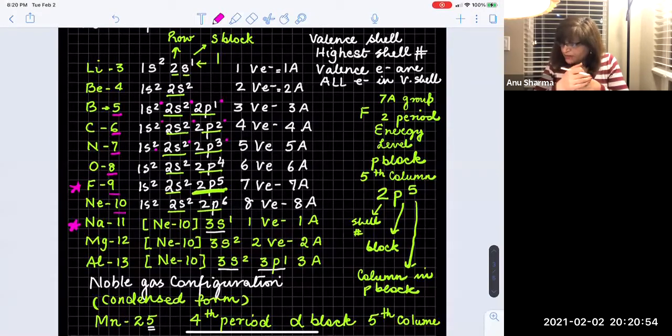Similarly, like sodium, magnesium, and aluminum: sodium, 3s1, 1 valence electron. Magnesium, 3s2, 2 valence electrons. But aluminum is 3s2 and 3p1 combined, so 3 valence electrons. And this is the reason why aluminum is in group 3A. Magnesium has 2 valence electrons, group 2A. Sodium, 1 valence electron, 1A. Neon, 8 valence electrons, 8A. Fluorine, 7 valence electrons, 7A. Oxygen, 6 valence electrons, 6A. So you see that? So this is one thing.